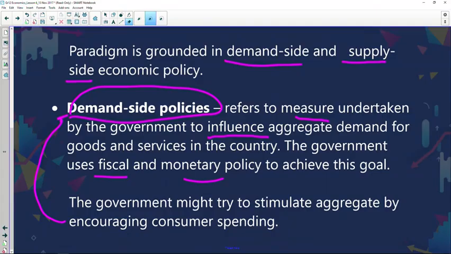So this is just an example of how government can achieve this demand side policy, because we said they can use fiscal and monetary policies in order to achieve this.